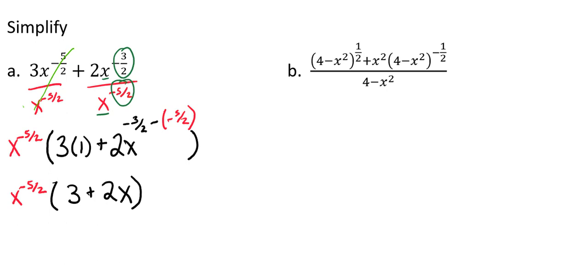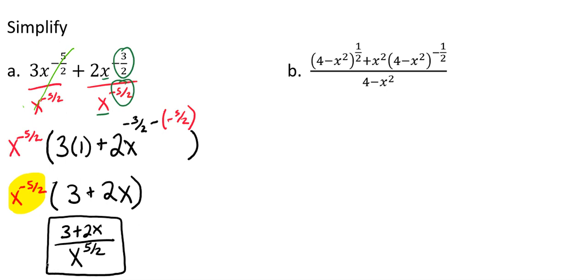So when we rewrite this, we are now going to have our 3 plus 2x, and we're going to take this piece right here with that negative exponent, and we're going to rewrite it with a positive exponent, x to the 5 halves underneath, and we are now finished. We have simplified this expression with negative exponents.